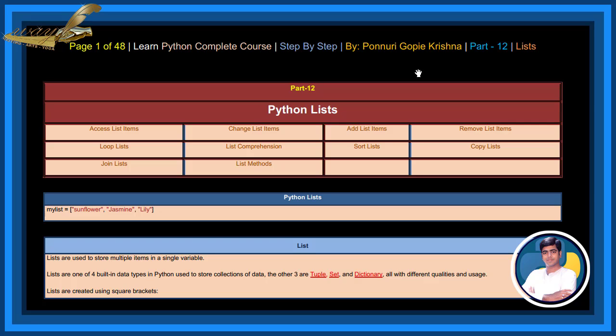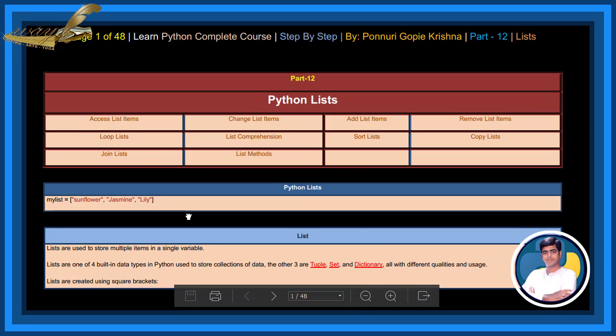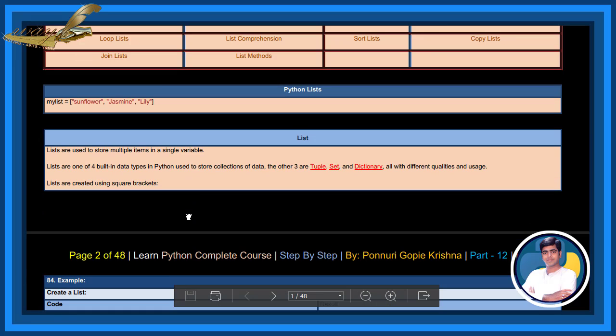Python lists. my list is equal to, inside square brackets, sunflower, jasmine, lily. They are called lists. Lists are used to store multiple items in a single variable. Lists are one of 4 built-in data types in Python used to store collections of data. The other 3 are tuple, set and dictionary, all with different qualities and usage.